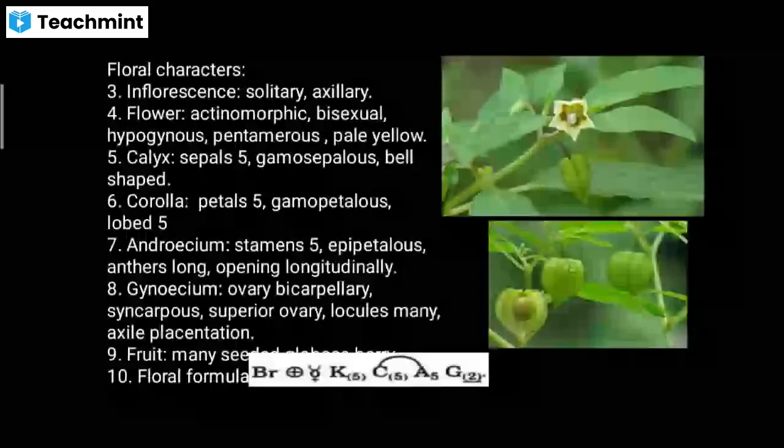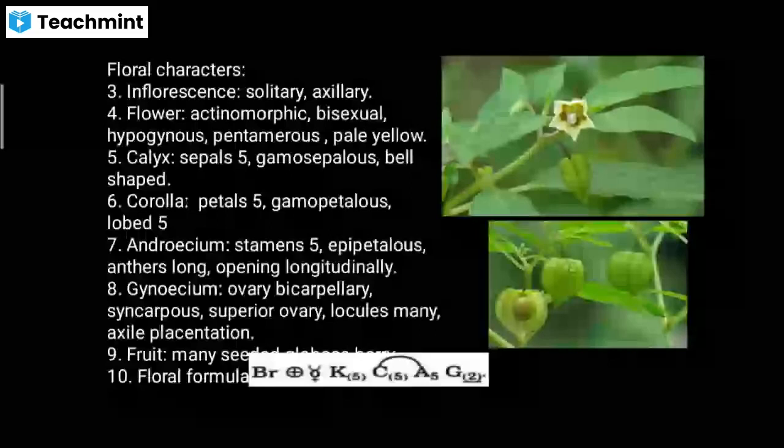Actinomorphic. Very good. Then the next sign is bisexual. Then K is for what? Calyx. So the calyx is 5 in number and they are fused. That's why they are bracketed.